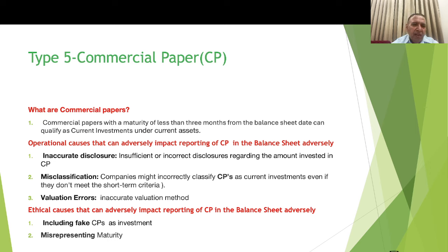What are commercial papers? Commercial papers with a maturity of less than 3 months from the balance sheet date can be qualified as current investment under the current assets. Operational causes that can adversely impact CPs are inaccurate disclosures, misclassifications, and valuation errors. Likewise, ethical causes include fake commercial papers and misrepresenting the maturity period.